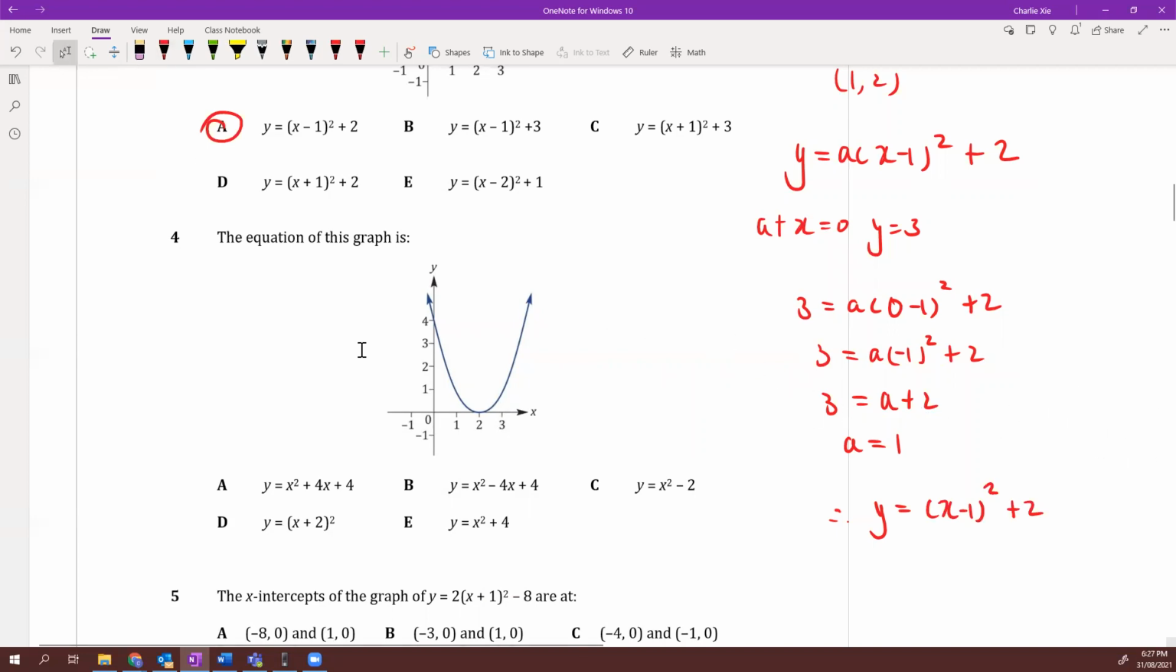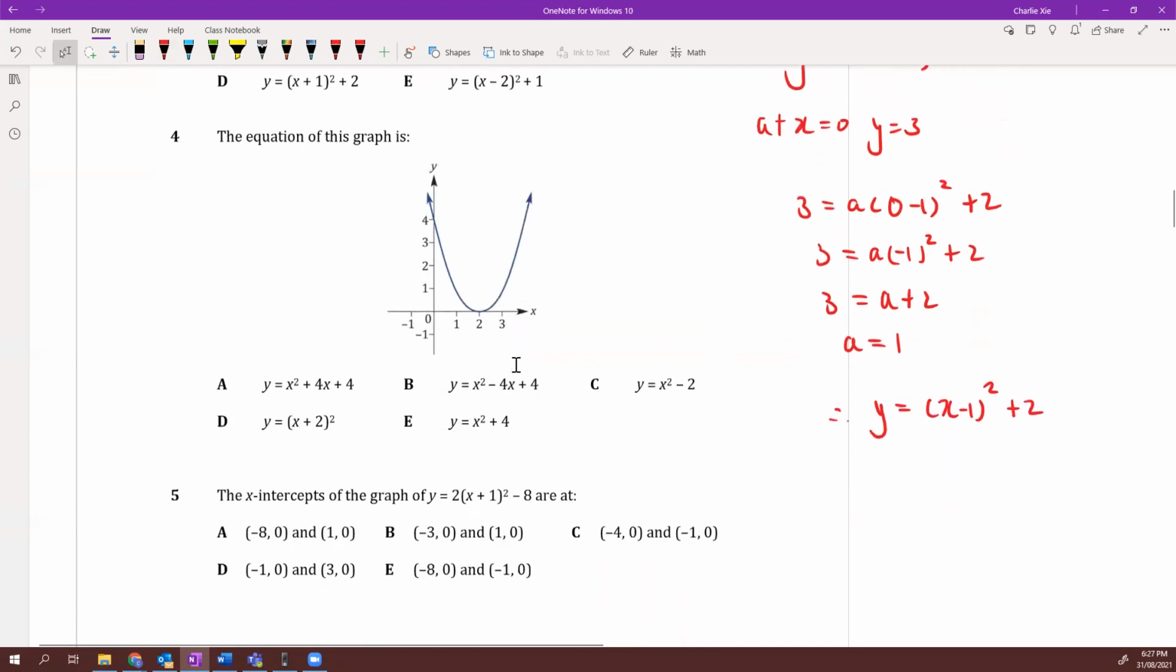Next one, question 4. The equation of this graph is, okay. The equation of this graph. So for this one, to get your equation, you could use your turning point formula again. This is the turning point.